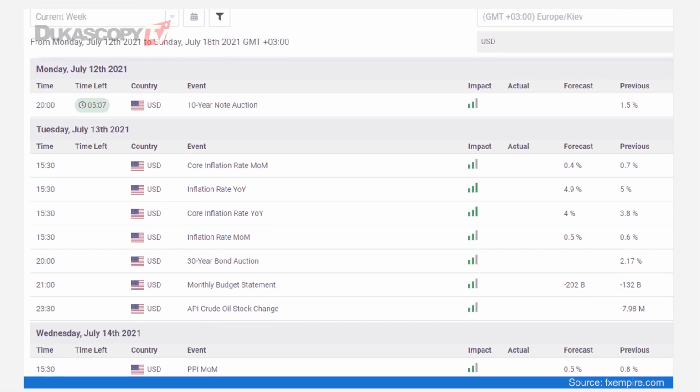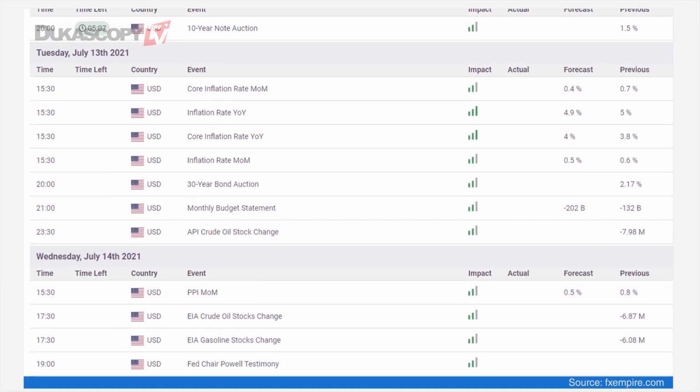Let's jump straight in and look at the week ahead. What are the key stats that we should be looking out for? For the US dollar, key stats of the week, we're going to be looking at inflation figures at the start of the week. Obviously, there's plenty of market concern over the impact of inflation on Fed monetary policy.